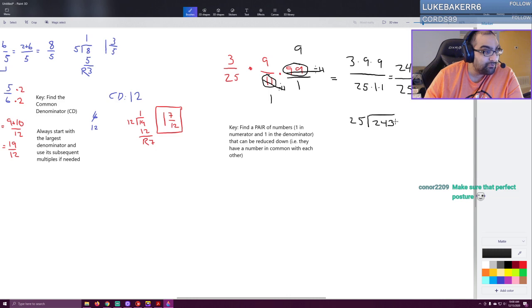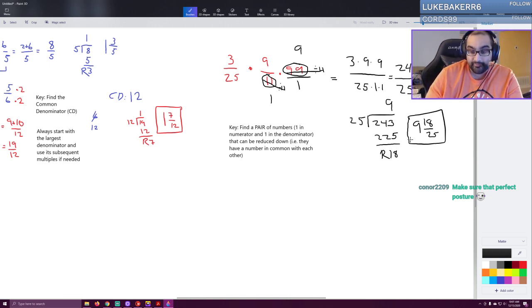And how many times does 25 go into 243? Well, it doesn't go into 24, but it does go into 225. Let's see, 9 times. So it goes 9 times here, so 225. Here we get 18 as our remainder. So our final answer is going to be 9 and 18/25. This is our final answer for that problem. So that's how we get that answer for that problem.